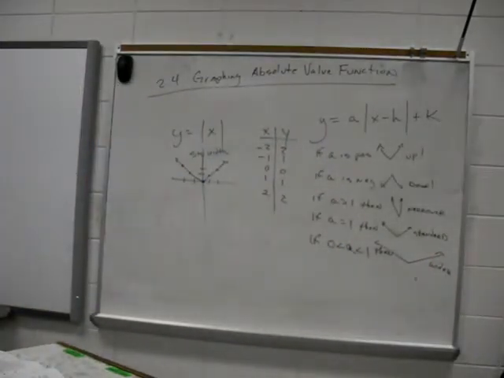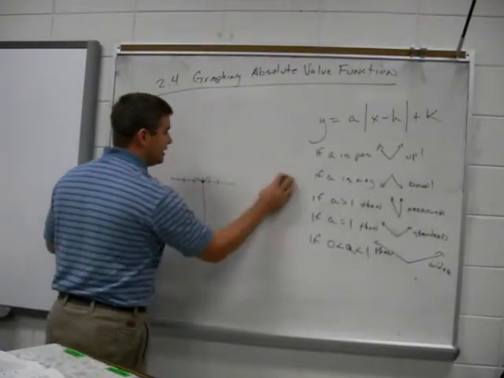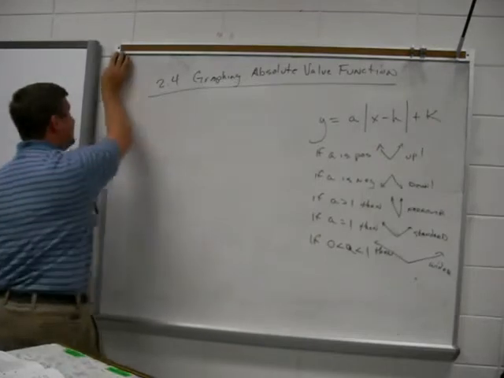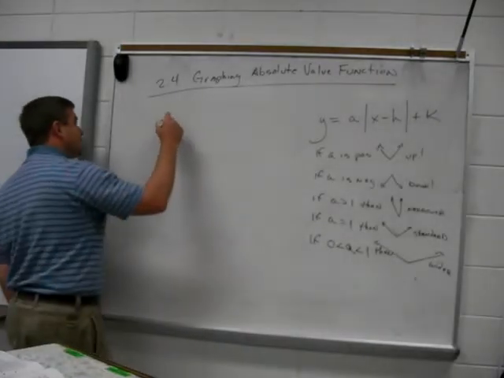So like I said, A tells you a lot. A tells you up or down. A tells you standard, narrower, or wide. I'm fixing to do an example, which we'll use all of this. We've got to talk about H and K first. Any questions on A? It'll make more sense, I think, once we do an example. Okay? Any questions on A? All right, let's talk about H and K.